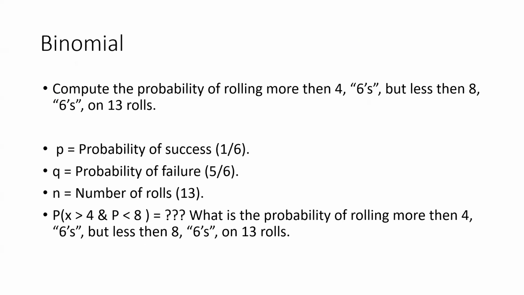Compute the probability of rolling more than 4 sixes, but less than 8 sixes on 13 rolls. Okay, it's going to get a little tricky here. So here is how this probability would be notated: P(X greater than 4 and X less than 8). So what's the probability of rolling more than 4 sixes, but less than 8 sixes?